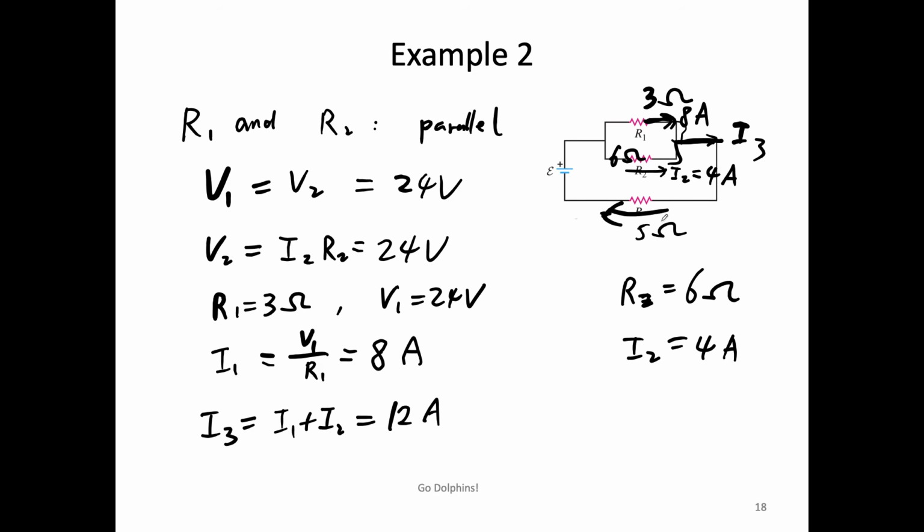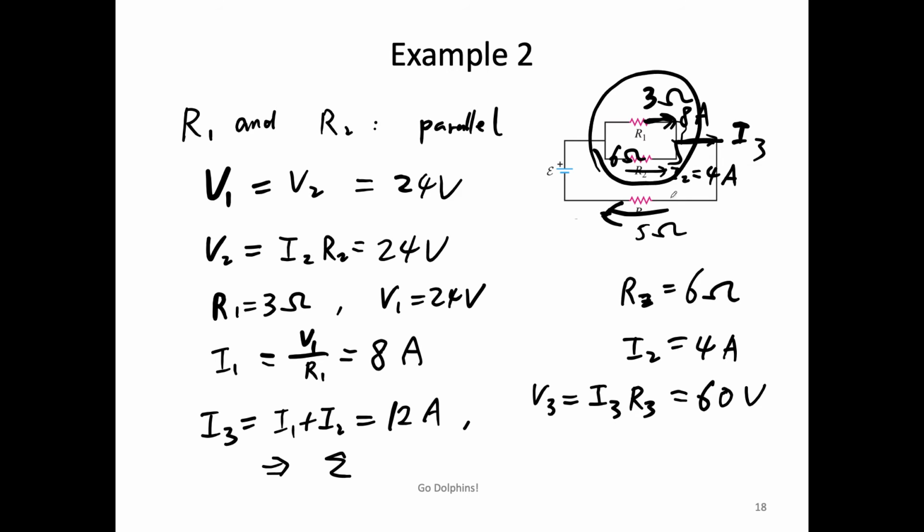Okay, now I know I3 is 12. Can I find out what is V3? I3 times R3, 60. So epsilon should equal the potential here plus the potential here. Epsilon equals V1 plus V3 equals 84 volts. That's the answer.